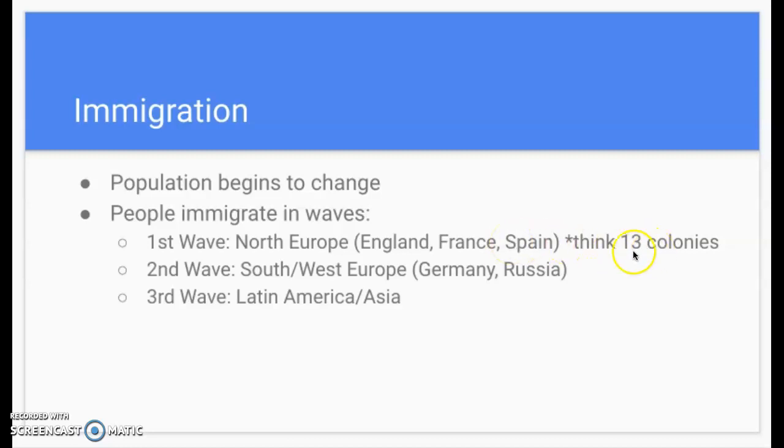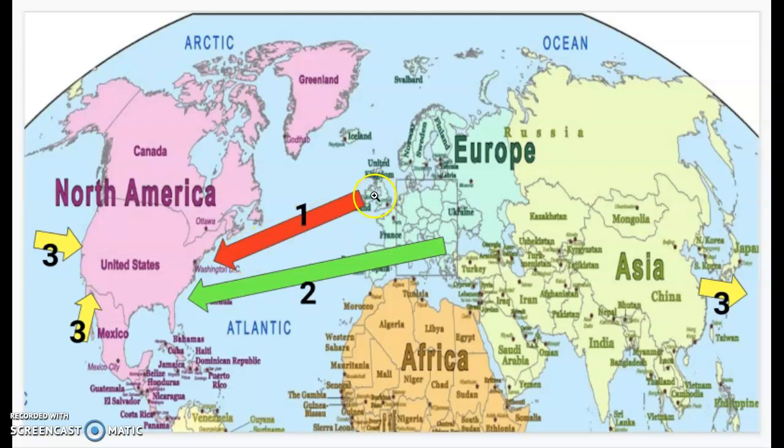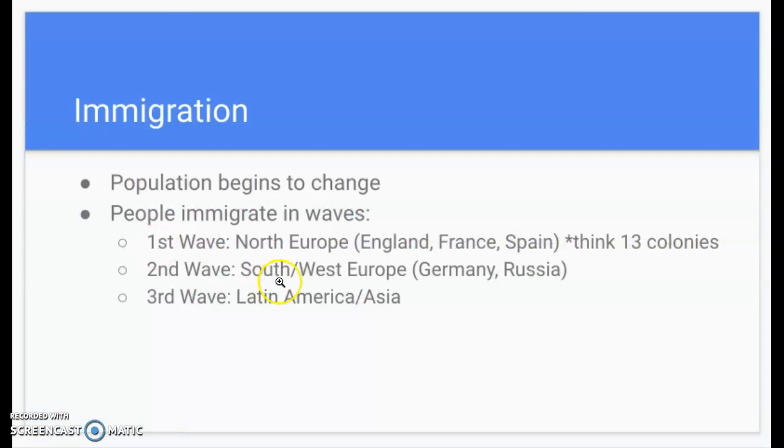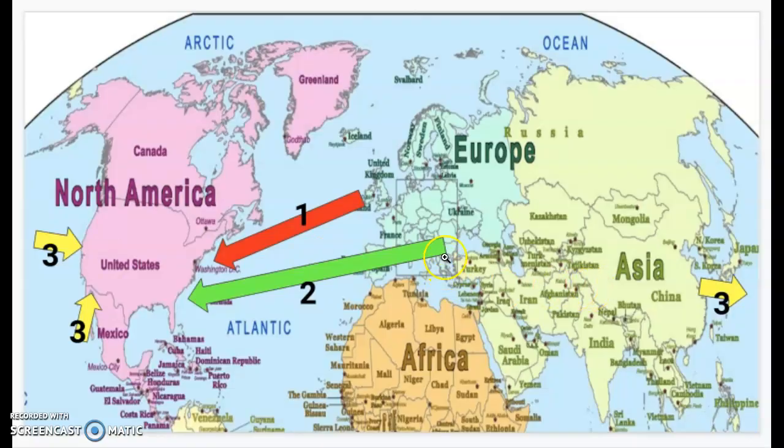And I want you guys to think of the 13 colonies. They were the three main countries that landed in the United States. If we look at a map, this is the first wave right here, Northern Europe. The second wave is from South and West Europe, which includes Germany and Russia. So they are a little further east, so it took them a little longer to get into the United States.